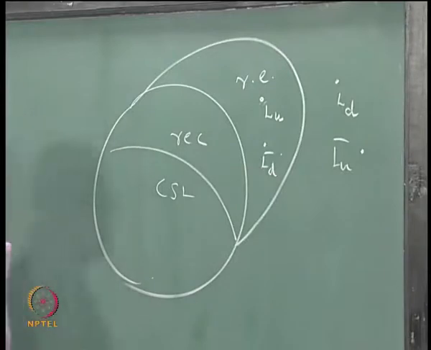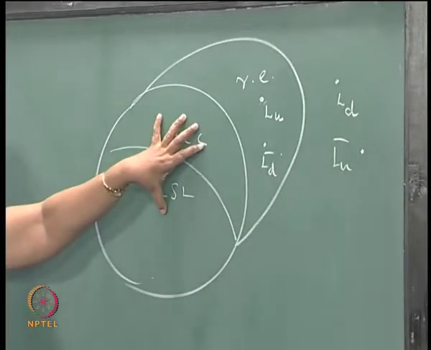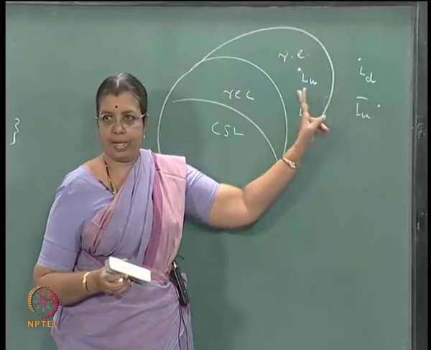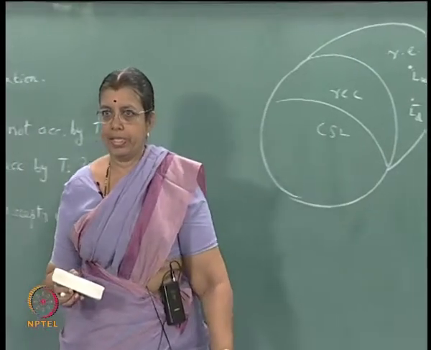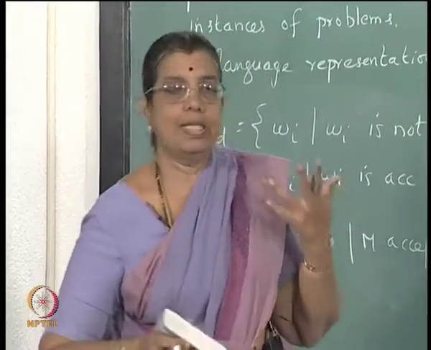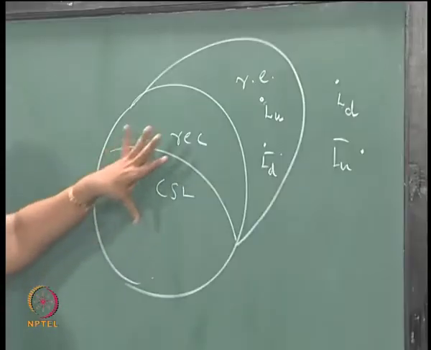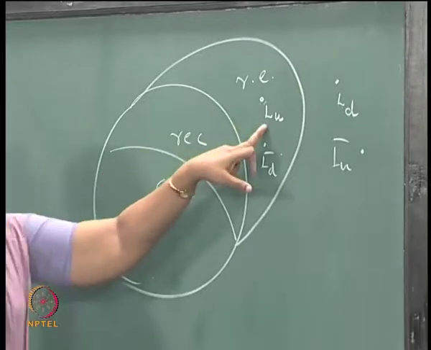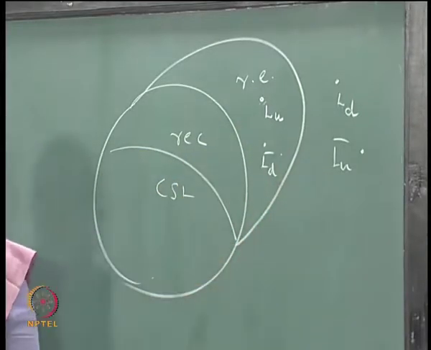The possibilities for a language L and L bar are: both of them can be within this, or both of them can be outside, or one here and one here. These are the three possibilities, and this we have already seen. So, a problem is decidable only if the corresponding language falls within this. Even if it falls here or here, it is undecidable.